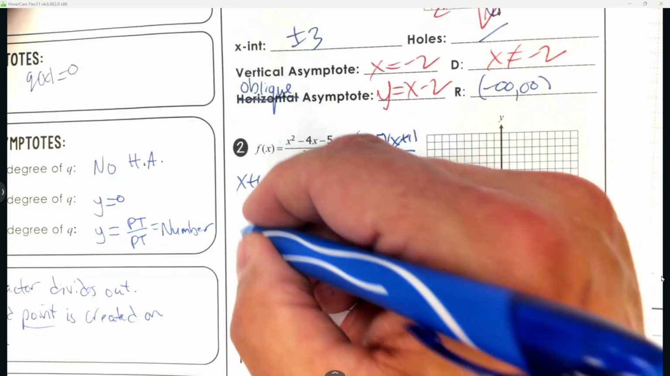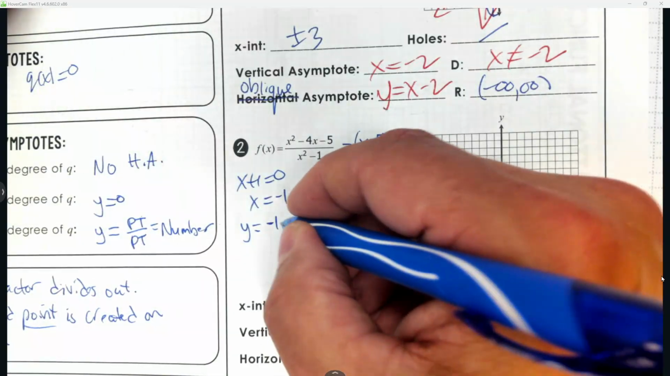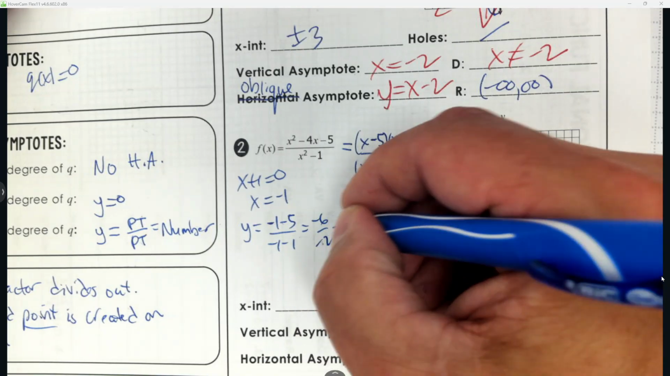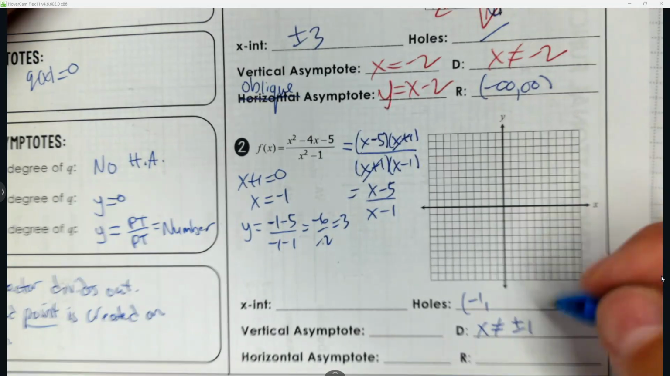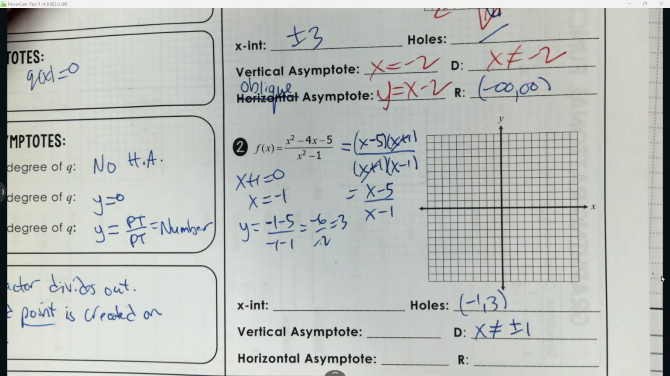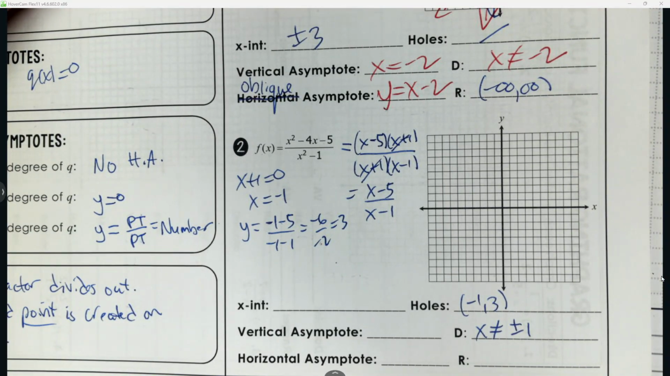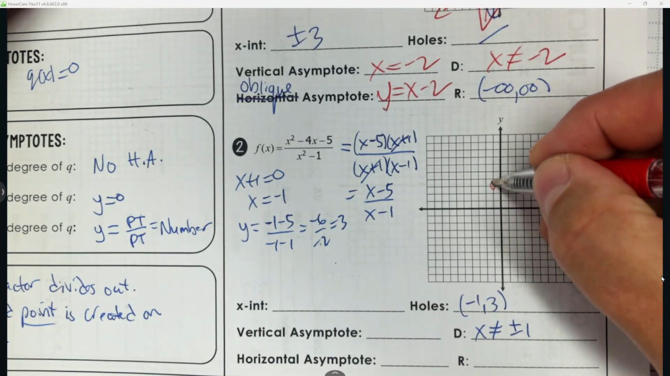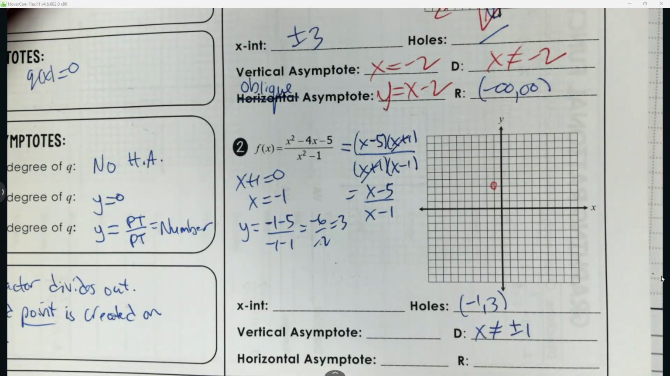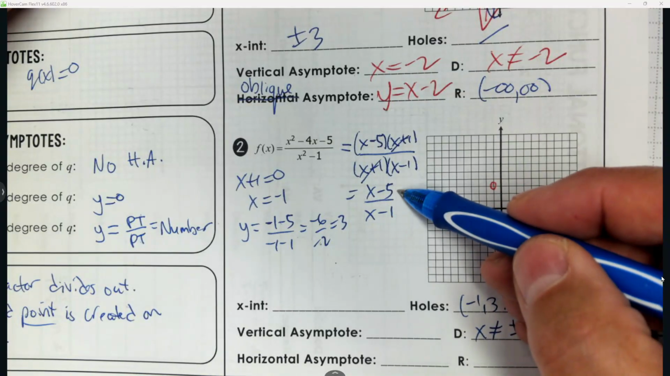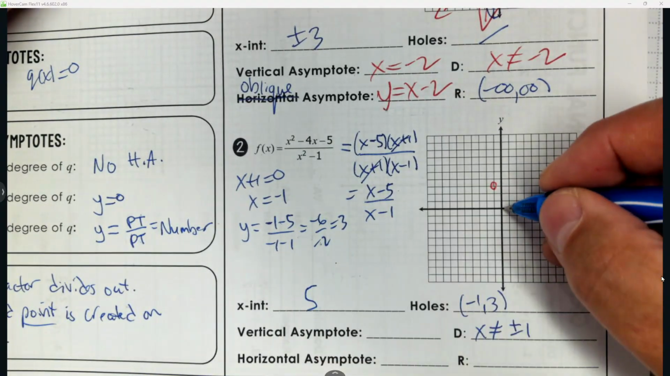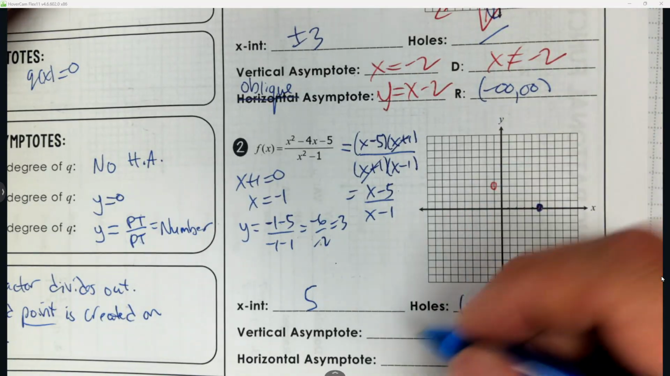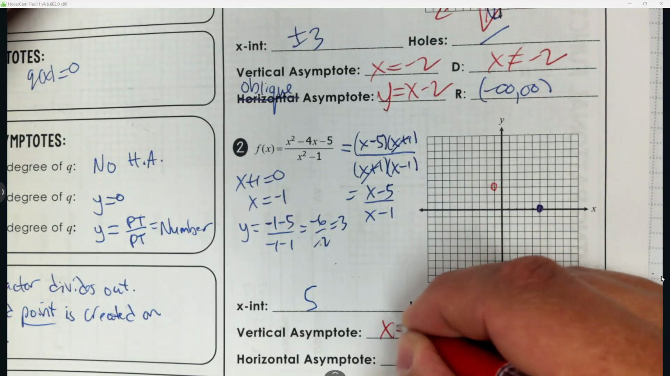To find the y-coordinate of the hole, plug in negative 1 for x and solve it. So that's negative 6 divided by negative 2. The negatives make a positive 3. So I go to negative 1 and 3. There's my hole. The numerator gives me my x-intercept, which is 5. The denominator gives me my vertical asymptote, which is positive 1.